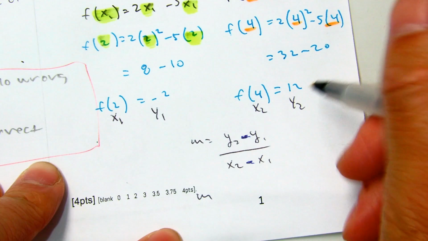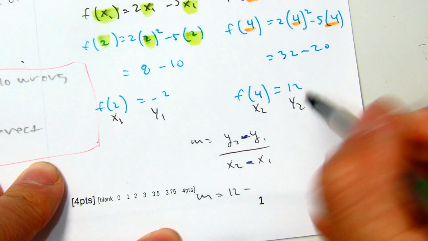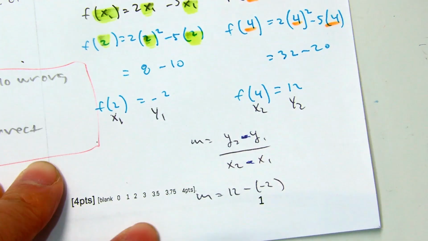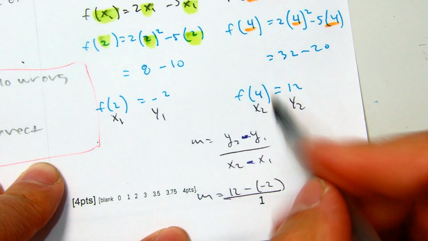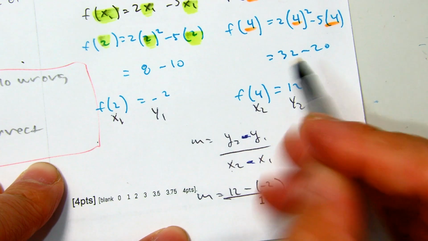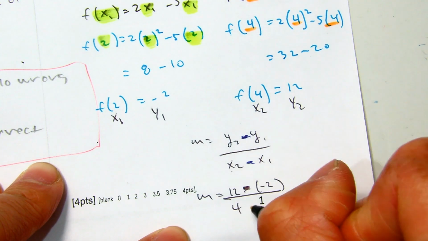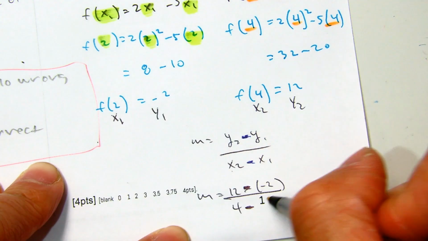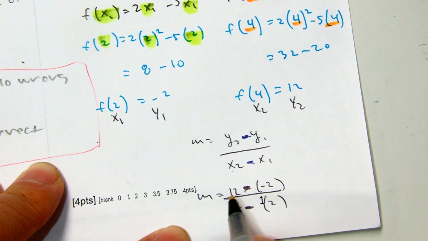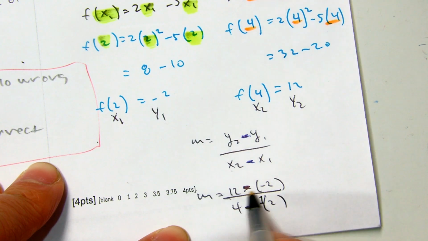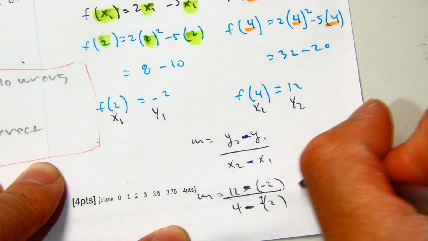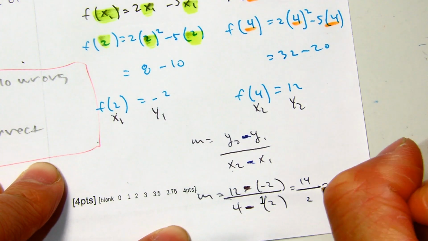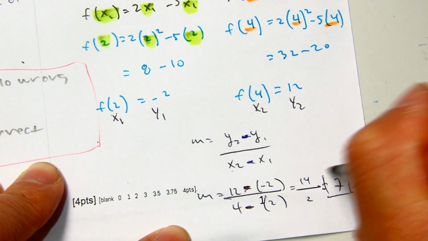So my y2 value is 12. My y1 value is negative 2. Substitution in parentheses. My x2 value is 4. Remember, the minus sign has to be there, regardless if this one is negative or not. So x1 is 2. So 12 minus negative 2, that becomes plus. So 12 plus 2 is 14 divided by 2, and that will give you 7. Our average rate of change is 7.